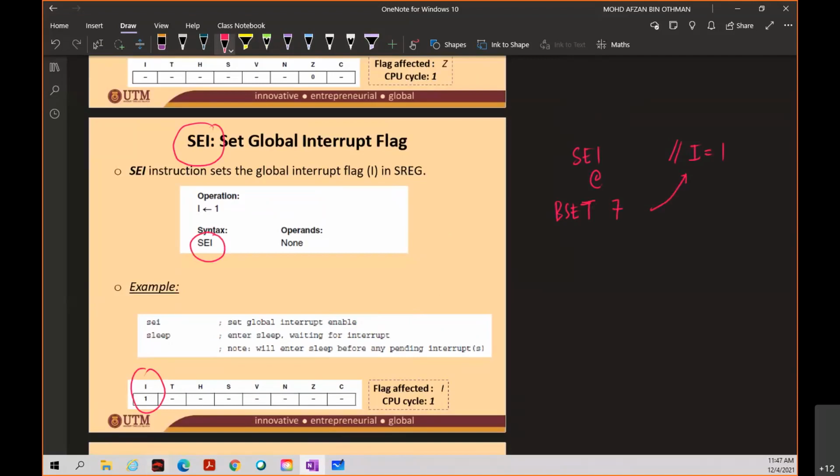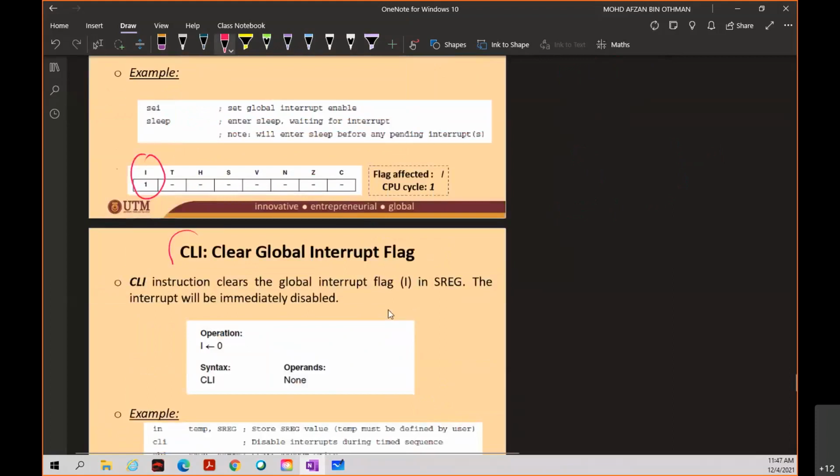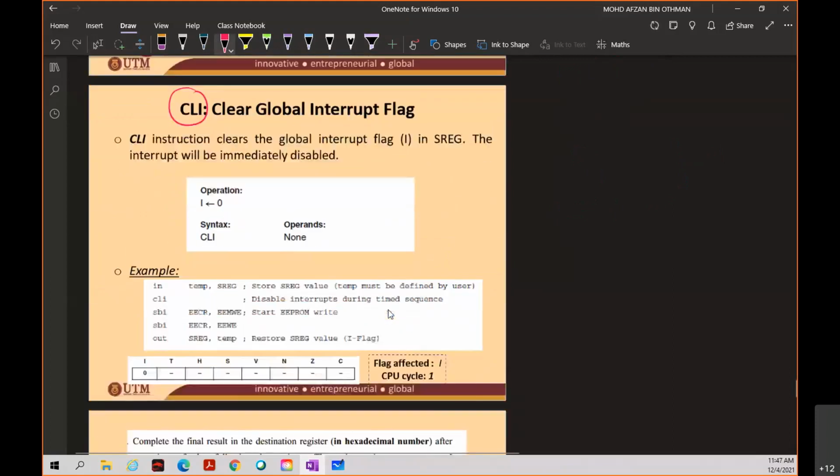Okay, next, if you're going to disable your interrupt flag, how do you do that? You can clear it by using the CLI instruction. CLI stands for clear global interrupt flag. Every time you execute this instruction, your I flag equals 0, which means you disable interrupt programming.